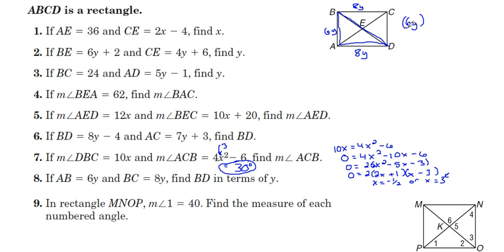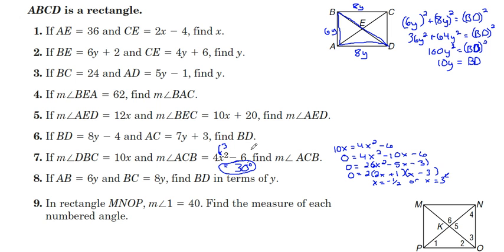Pythagorean theorem. Quantity 6y squared plus quantity 8y squared is equal to the length of BD squared. 36y squared plus 64y squared is still equal to BD quantity squared. Like terms, this comes out to 100y squared. Still have BD squared. Make that a D. And I need to figure out what BD is by itself, and we'll take the square root of both sides. 10y. Alright, so BD in terms of y, we're looking at 10y.